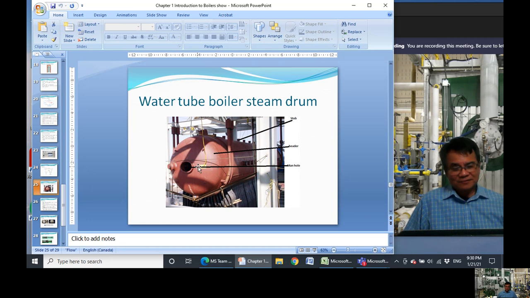But the mud drum is a different story. A mud drum is really small. You cannot even sit down there. You have to crawl on your hands and knees, something like that. Compared to my co-workers, I'm quite small. They always ask me to go into the mud drum because they cannot go in.